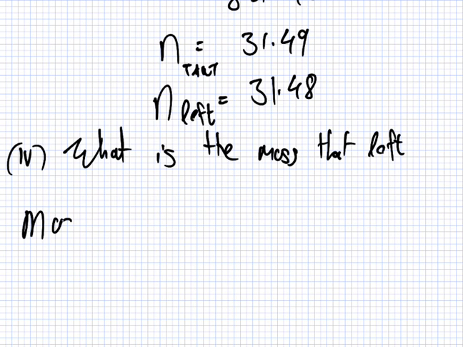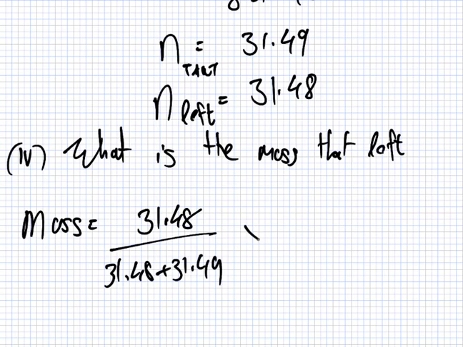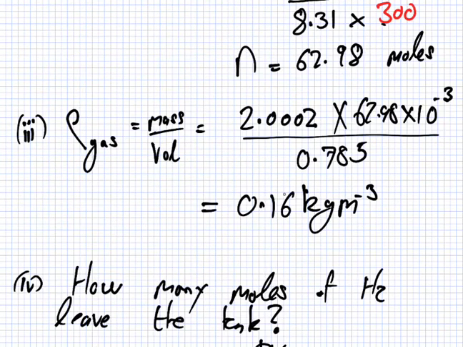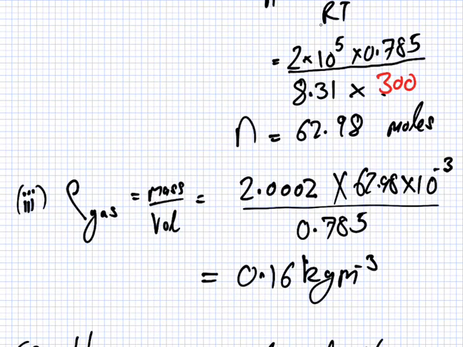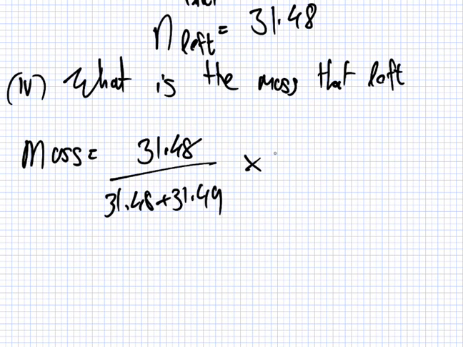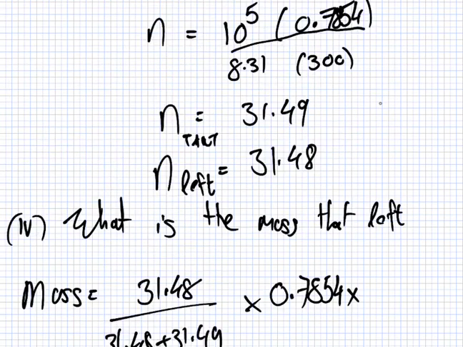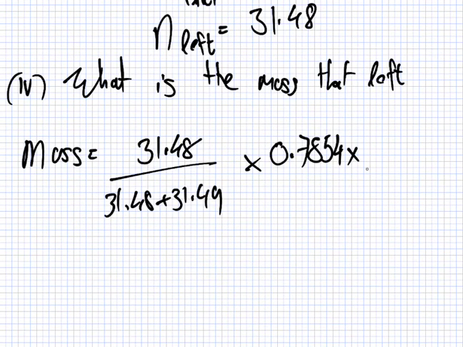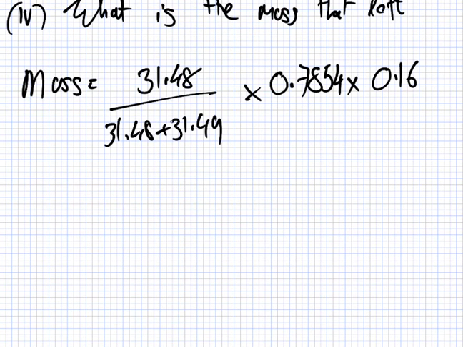So if you wanted, you could do it as a proportion actually. The mass would be 31.48 over 31.48 plus 31.49 times the previous answer. Well, mass is density by volume anyway, so 0.7854. Then we just use mass equals density times volume. I could use that one as well. Like I said, there are many ways to do it. This one is by using proportions. What was the density? 0.16, isn't it? Okay, that's one way of doing it.